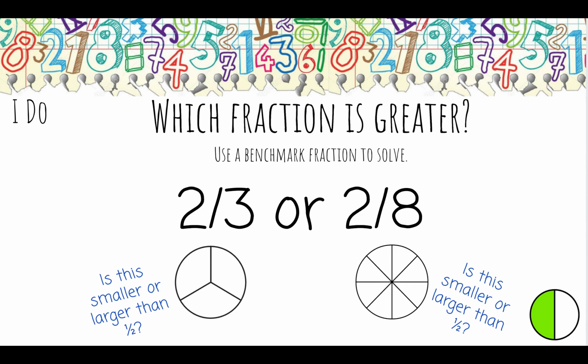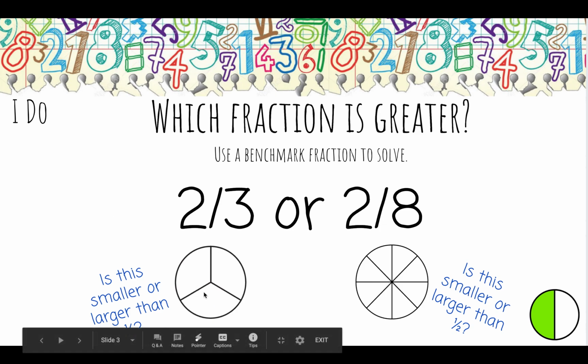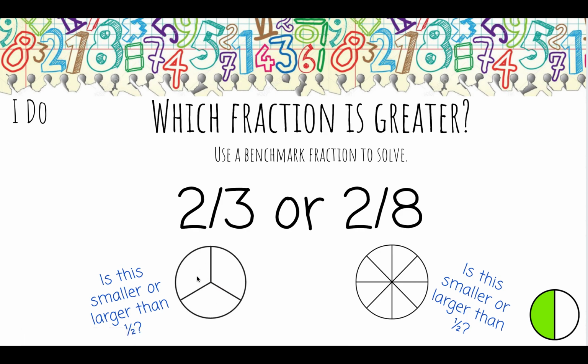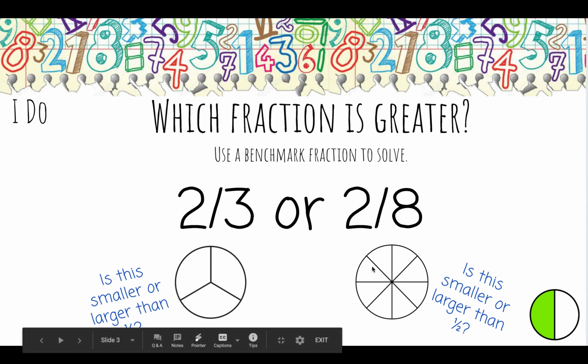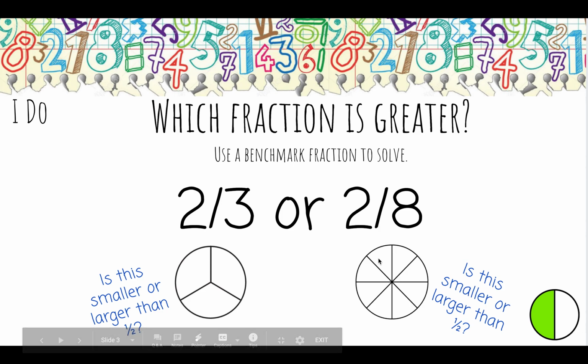So I'm comparing these to each other, but I'm also comparing them to 1/2 to help me visualize which fraction is larger. If I were to color in two pieces of this circle that is split into thirds, that would be greater than 1/2. But if I were to color in two of these pieces of this circle that's split into eighths, that would be a lot smaller than 1/2. So the greater fraction here, comparing it to the benchmark fraction 1/2, would be 2/3.